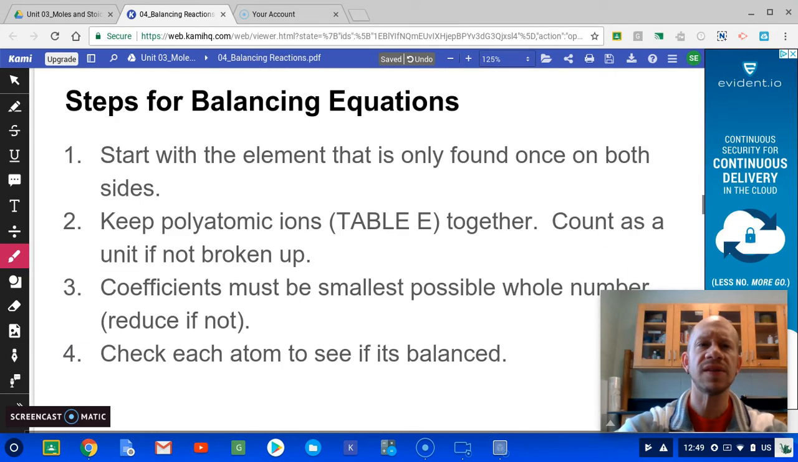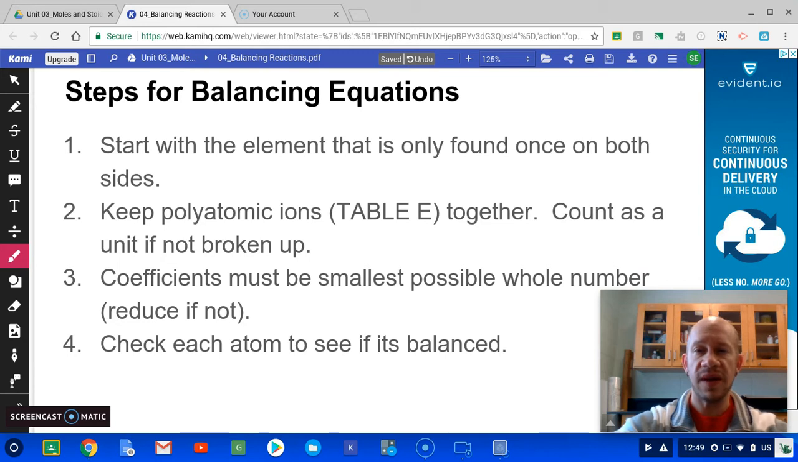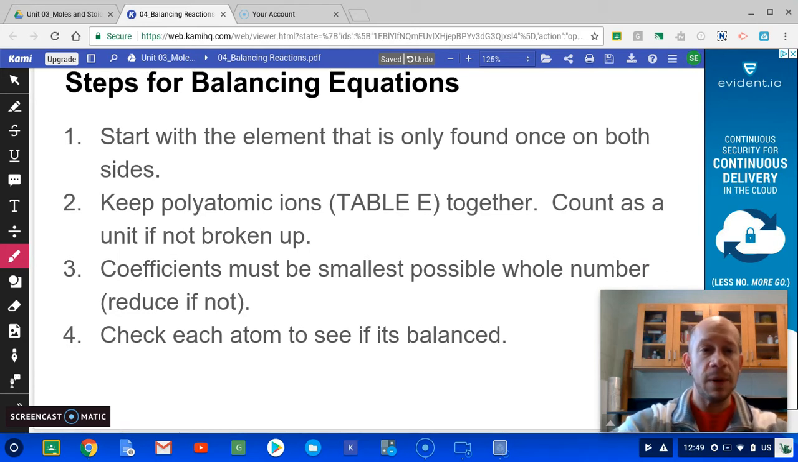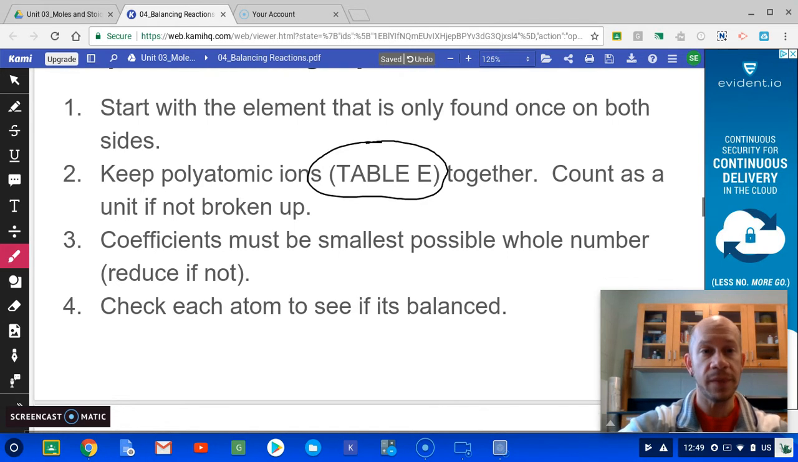So here are the steps. Start with the element that is only found once on both sides of the equation. That makes it simple. Keep our polyatomic ions located on table E together, so we won't break those up if we find them before and after. We can count them as a whole unit if they haven't been broken apart.